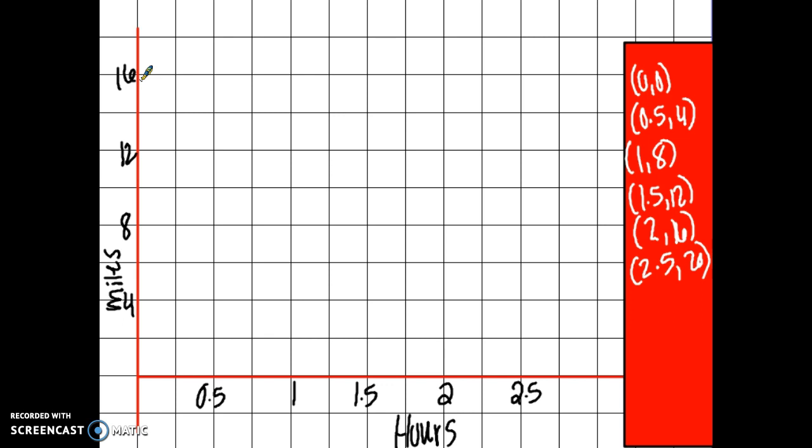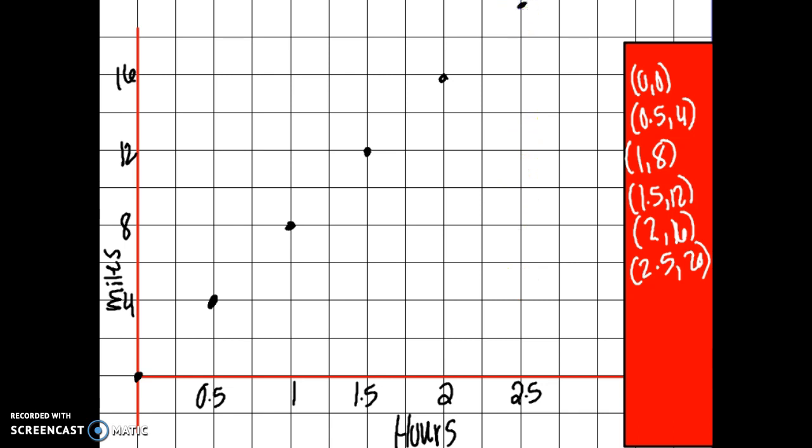Remember that you run before you jump. So 0, 0 is going to start at the origin. For 1/2, 4, we're going to go to the right until we're at 1/2, and then we're going to go up 4 and put a point. For 1, 8, we're going to go to the right 1, go up 8, put a point. 1.5, 12, go to the right 1.5, up 12. 2, 16, go to the right 2, up 16. And 2.5, 20, go to the right 2.5, and up 20.